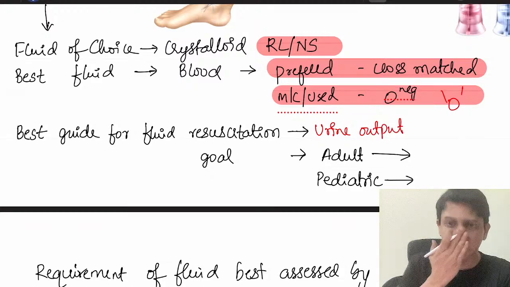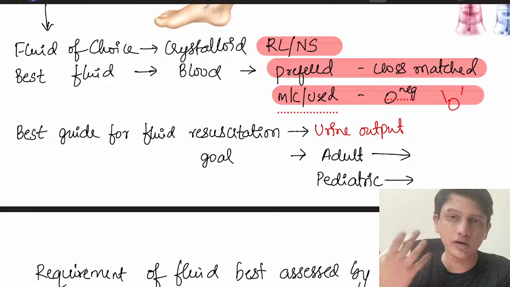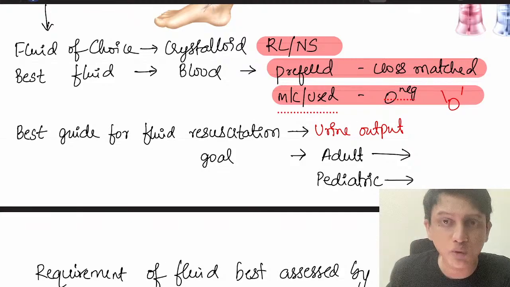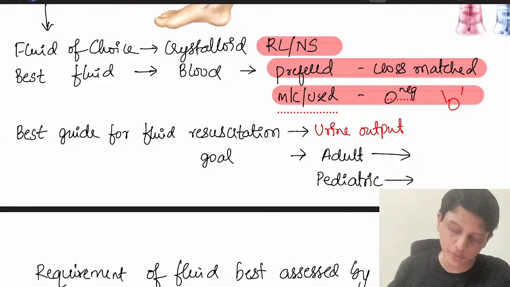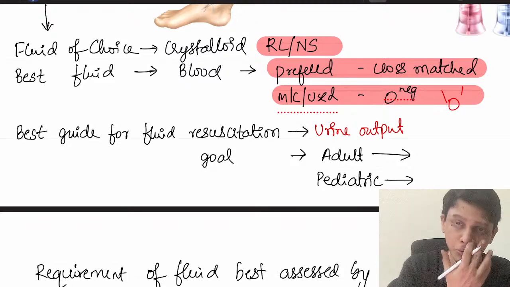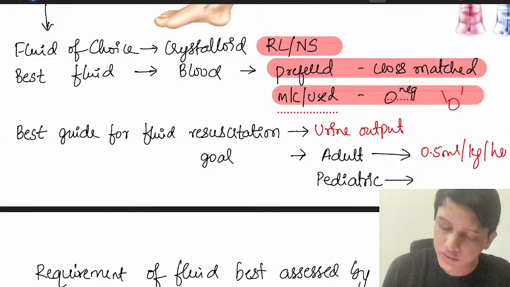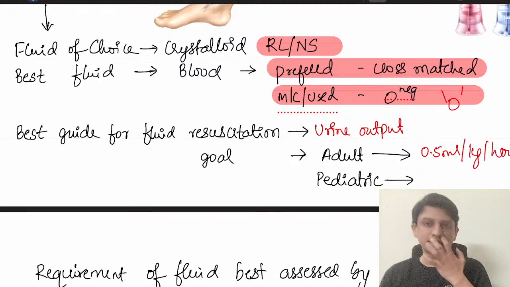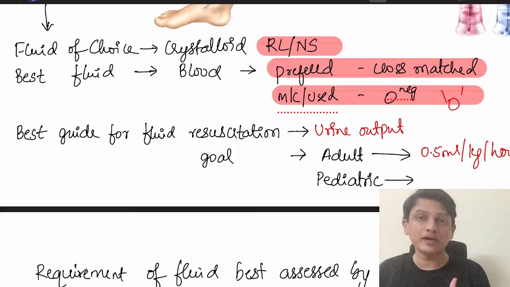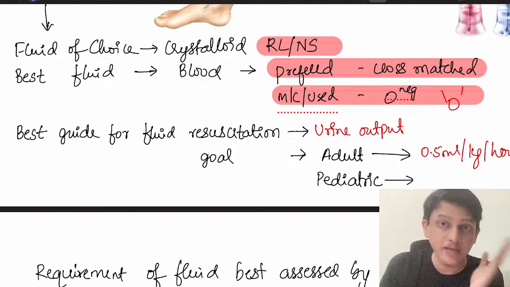His urine output gives us an idea whether he is having enough adequate fluid in the body or not. Urine output. Normally we have to urinate minimum how much? 0.5. This is very, very important understanding. 0.5 ml per kg per hour. Means if I am a 60 kg person, I have to pass 30 ml per hour. 30 ml per hour minimum.